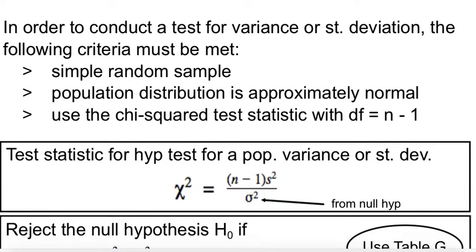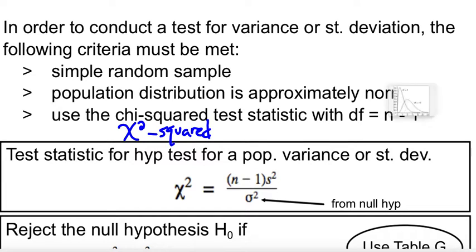In order to do a variance test or standard deviation test, they work pretty much identically. We need a simple random sample, an approximately normal distribution, and we want to use a chi-squared test. I don't know that we've used chi-squared a whole lot. Chi is a Greek letter. It looks like an X, it's like a squiggly X. Okay, so chi-squared test, degrees of freedom is n-1.